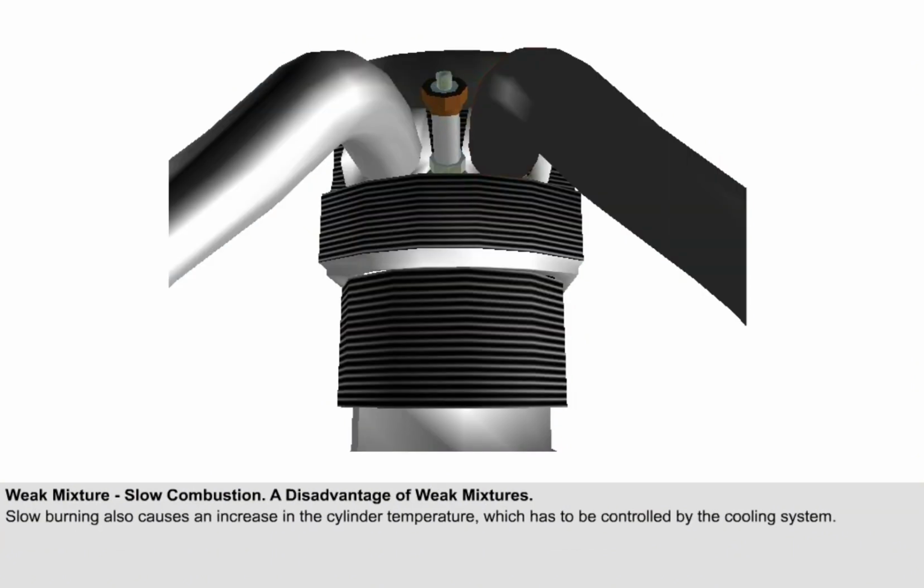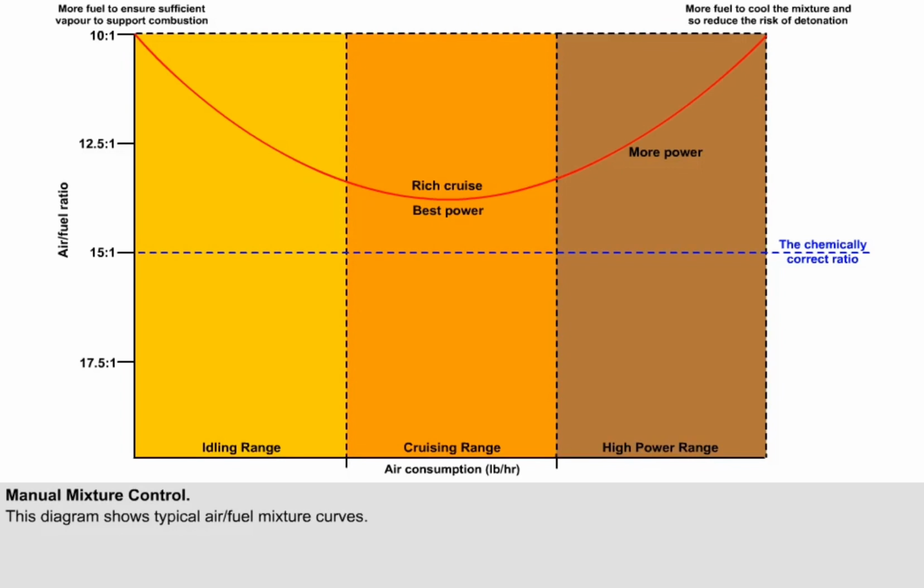This slow burning also causes overheating, because a certain amount of the heat generated in combustion is not converted into work by expanding the gases in the cylinder as it should be. It therefore remains in the cylinder and has to be dissipated by the cooling system. The mixture requirement is ultimately dependent upon engine speed and power output. This diagram shows typical air-fuel mixture curves.